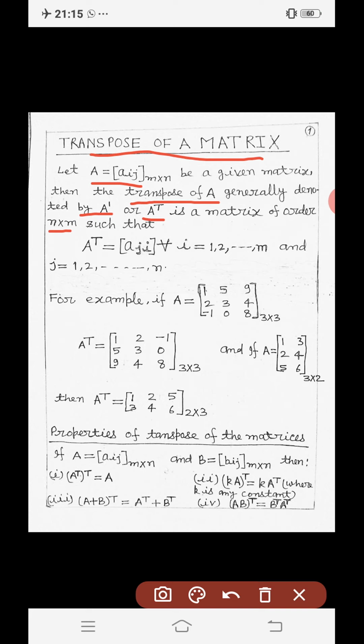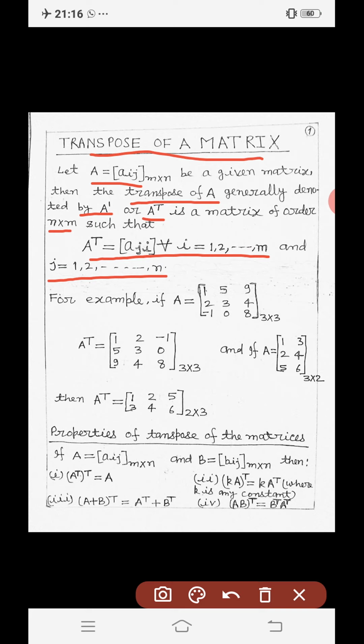A transpose equal to aji for all i equal to 1, 2 and so on up to m and j equal to 1, 2 and so on up to n. That is, the matrix obtained from A by interchanging the rows and columns of A is called the transpose of A.